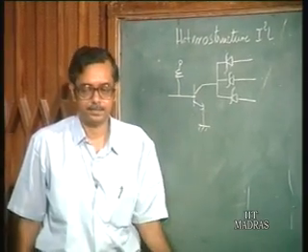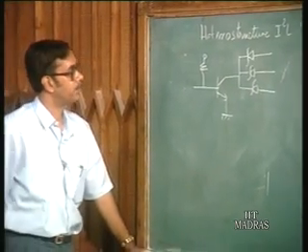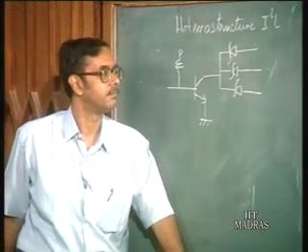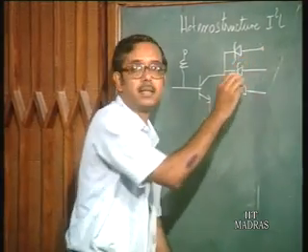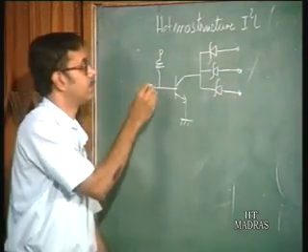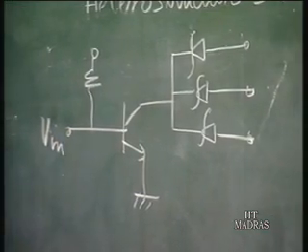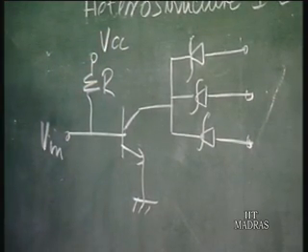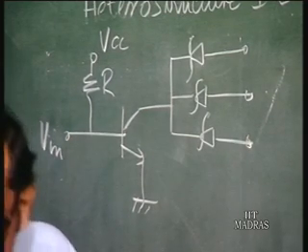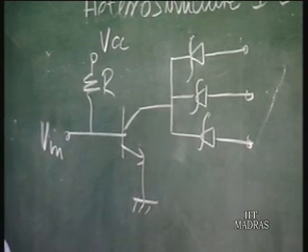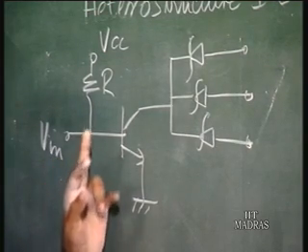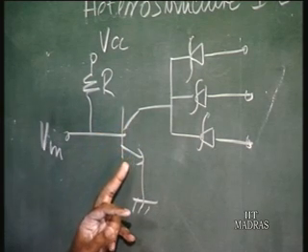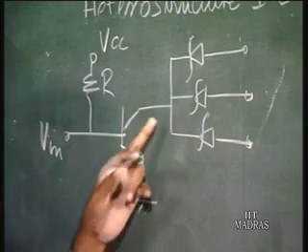In the next class we shall take up the circuit, or if I have some time I can just continue. So, this is V in, this is VCC, this is R. Now, for saturation, this is a saturated logic, and you can imagine that if this transistor goes to saturation, there is no problem. This is 0.2.